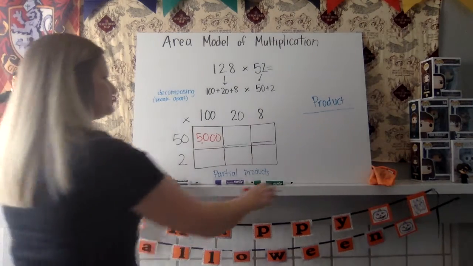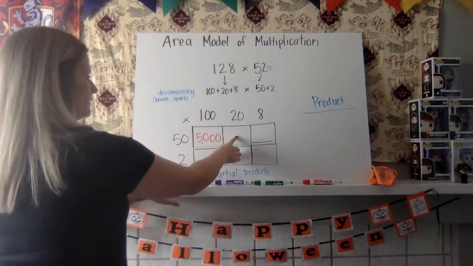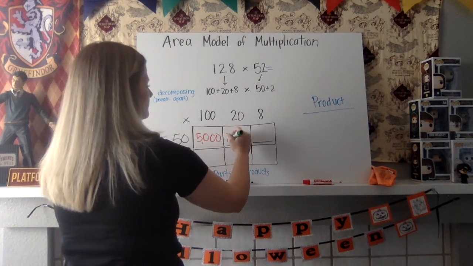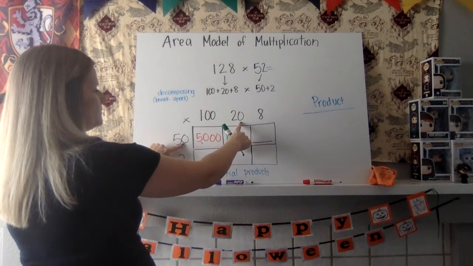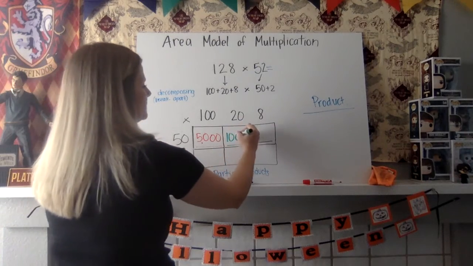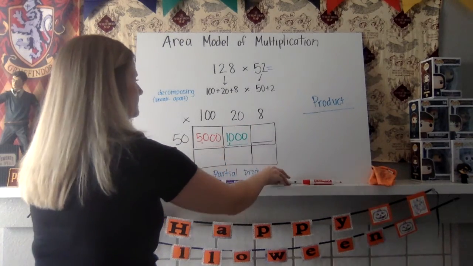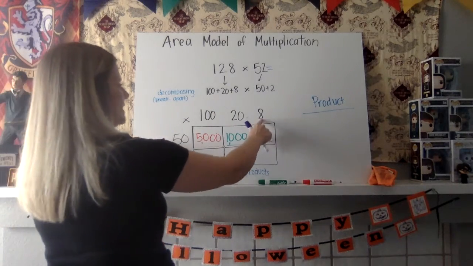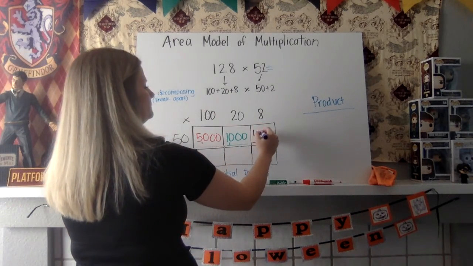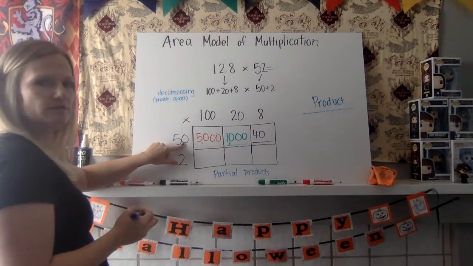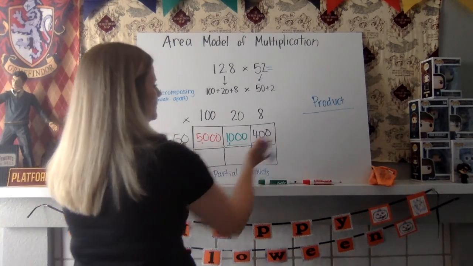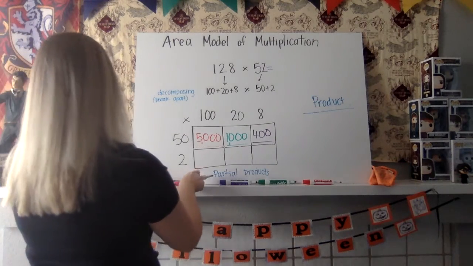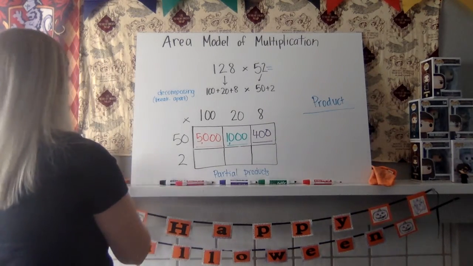It's 5,000. Right here, 50 times 20. 5 times 2 is 10. And because of the powers of 10 rule, you will have 2 additional zeros in your answer. So that's 1,000. 8 times 50 is purple. So 8 times 5 is 40. Because of the powers of 10 rule, you will have 1 additional zero in your answer. So that's 400. Okay. Now let's do brown, I guess.